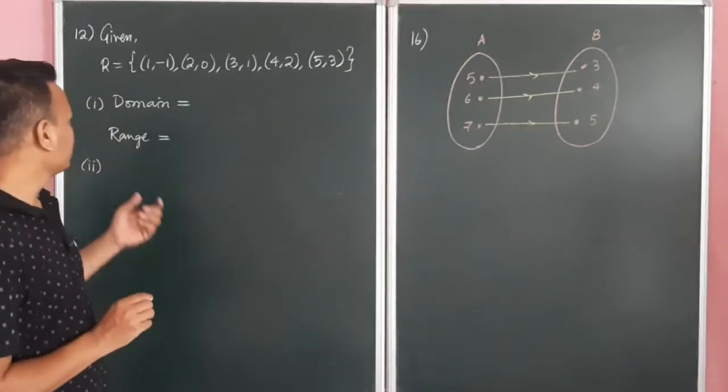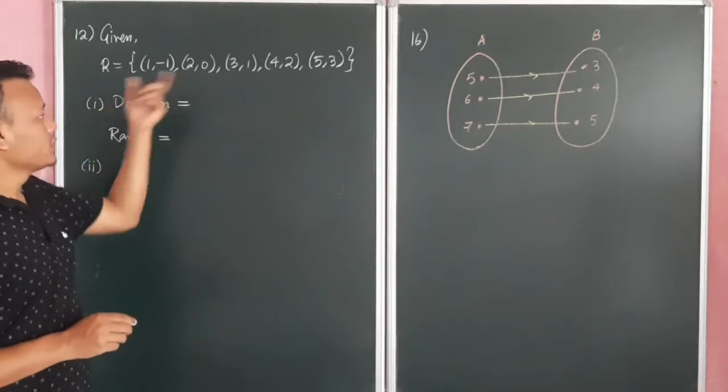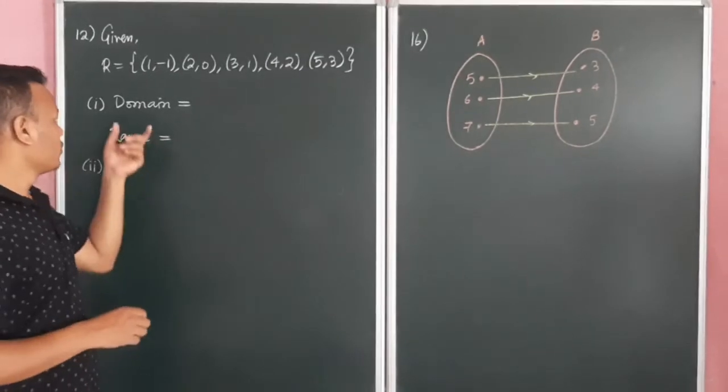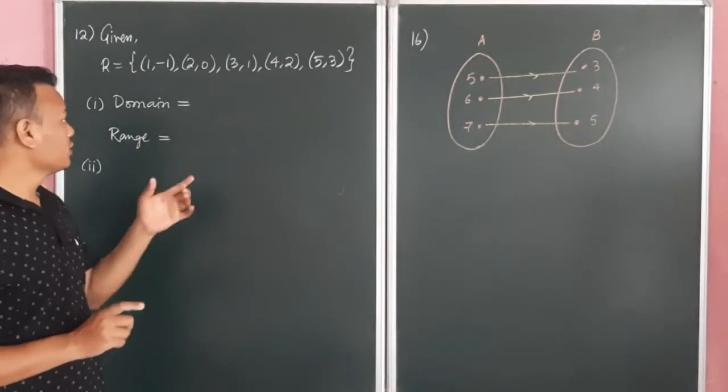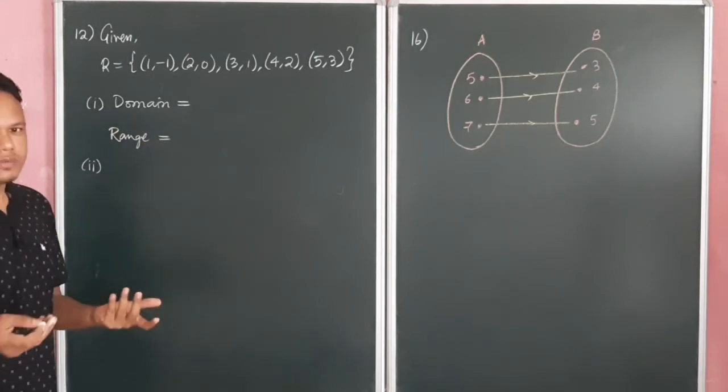Alright, so let me take the next question. So question 12 says that given is this relation. So there are two parts asked here. So the first part says find the domain and range. So domain and range is very simple.